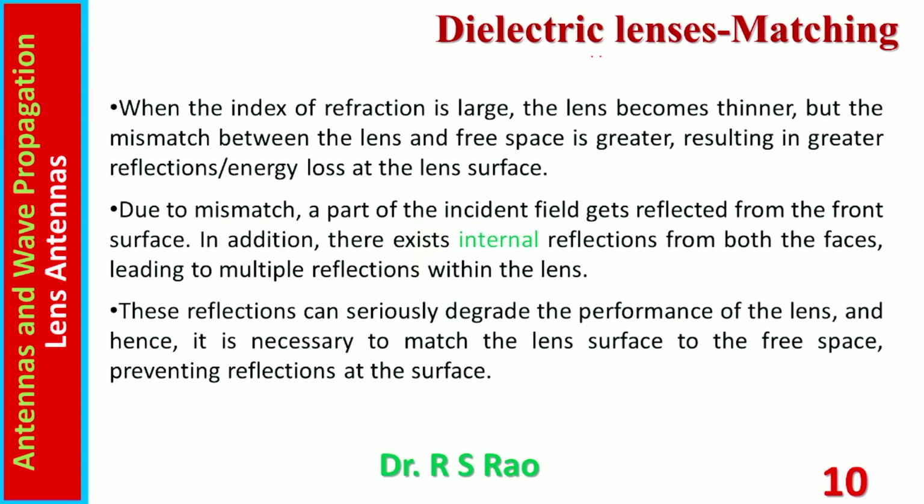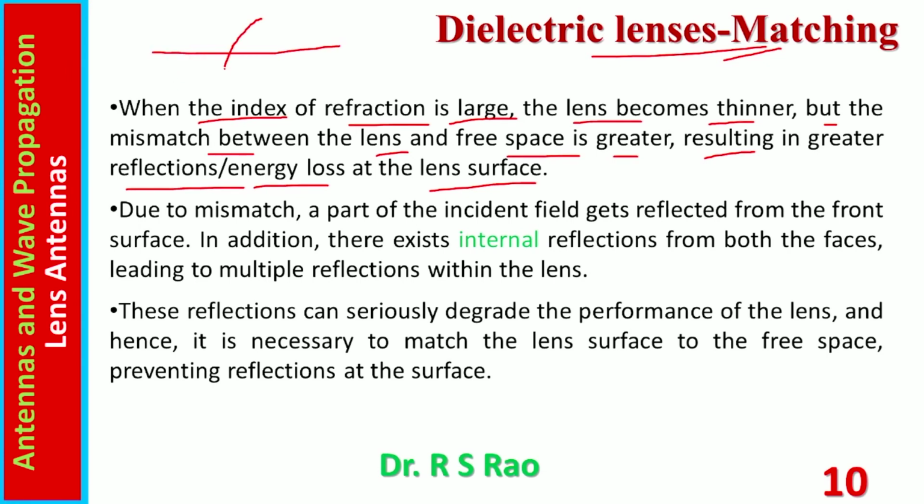A few points regarding matching. What is matching? When the index of refraction is large, the lens becomes thinner, but the mismatch between lens and free space is greater, resulting in greater reflection energy loss at the lens surface. To understand the matching, consider a lens antenna like this. Here is the source. The source emits waves. The waves travel like this. This is one ray, another ray.